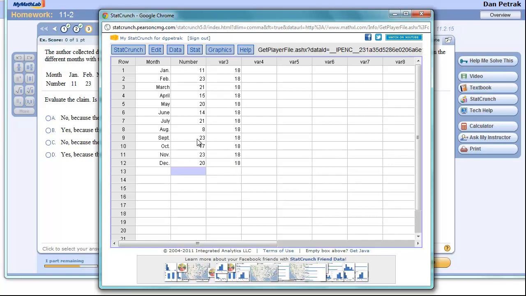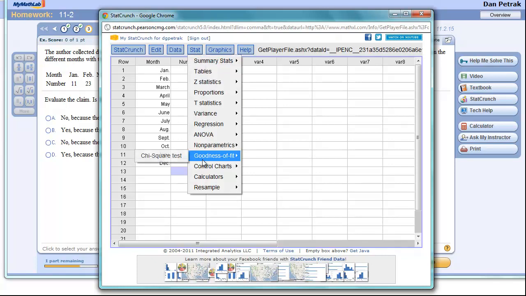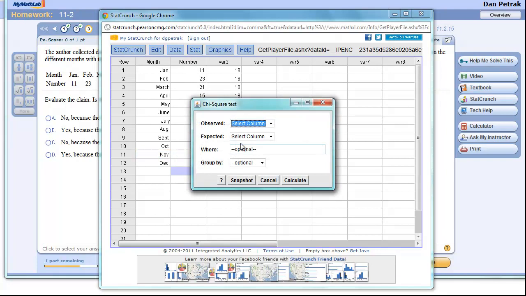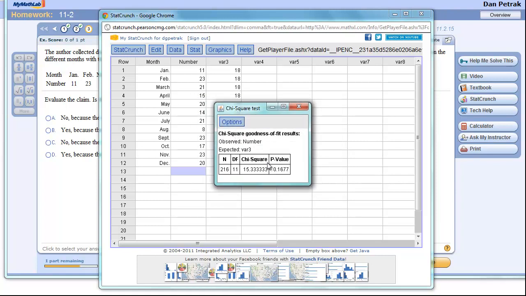Obviously, there's variation. The question is, is it significant variation? We can do goodness of fit, chi-squared. Our observed was in number. Our expected was in bar 3, and we calculate. And there we go. We get a chi-squared statistic of 15.33, and then we get a p-value of about 16%. There were 12 months, so 11 degrees of freedom.